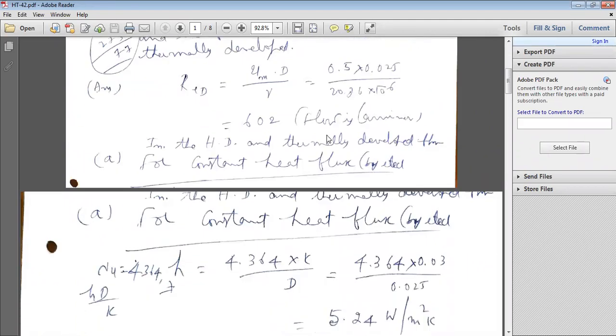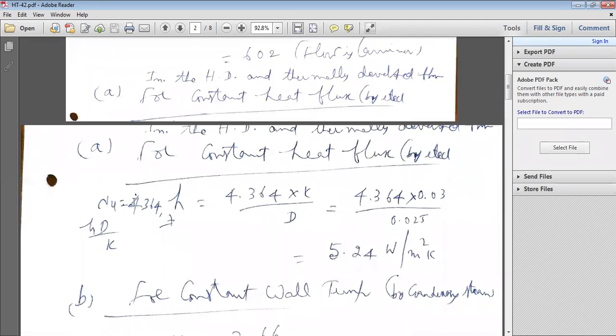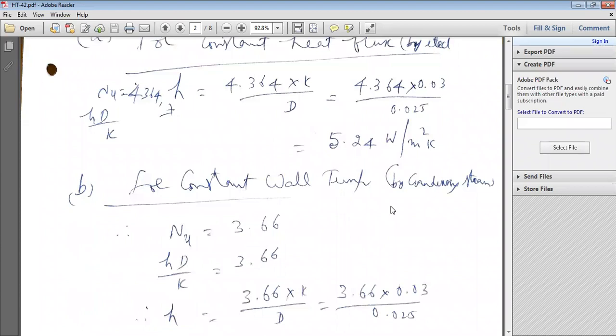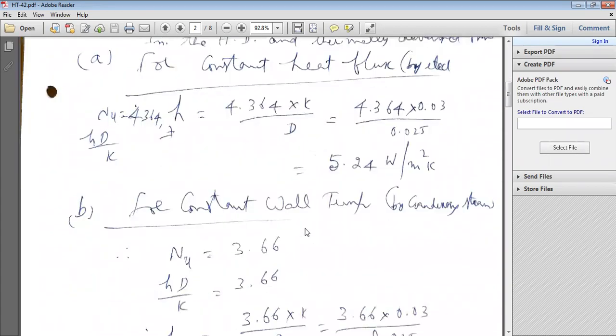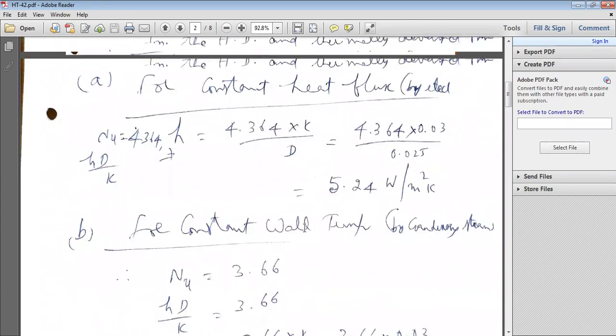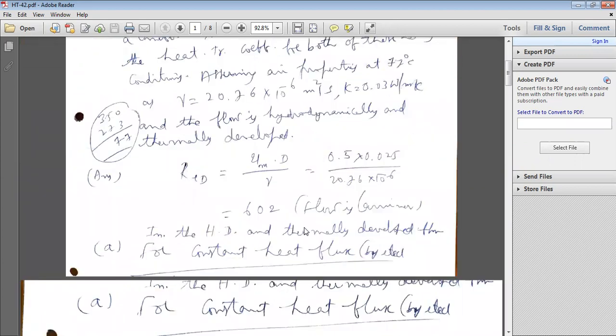Yesterday it was given that for constant heat flux, the Nusselt number is equal to 4.364. So hD by k, the Nusselt number, is equal to 4.364. From this, you can get the h value. And for a constant wall temperature, the Nusselt number is equal to 3.66. By using this formula, you can calculate the heat transfer coefficient.